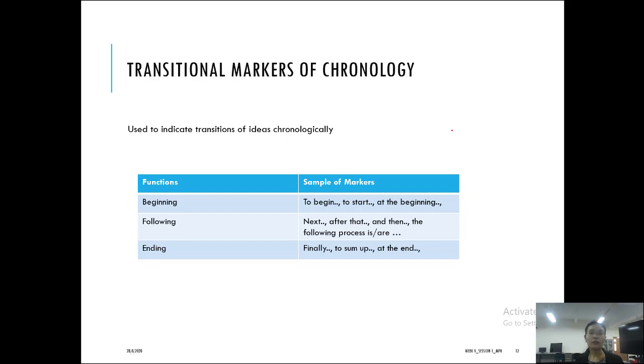The transitional markers of chronology help the reader to understand what idea is coming, what idea is expected to come. For example, if you say to begin, this is the time when the presenter is presenting the beginning of the idea. If you are talking about the following, then there are still some steps to follow. And at the end, it comes to the end of the presentation. So it really helps the readers or viewers understand the chronology of your idea.